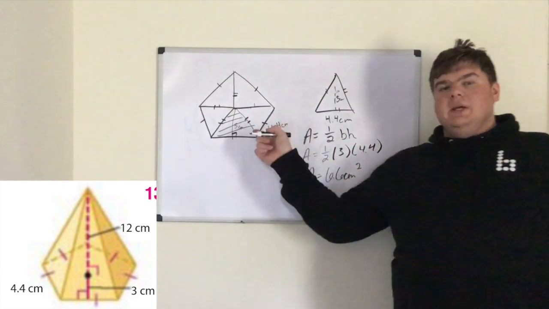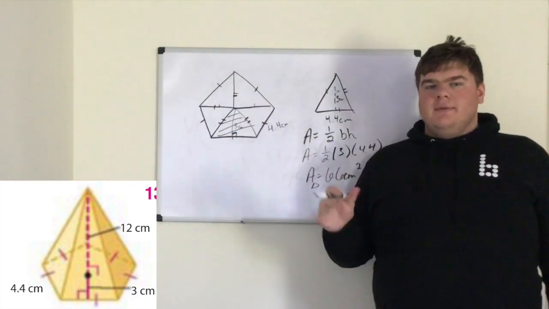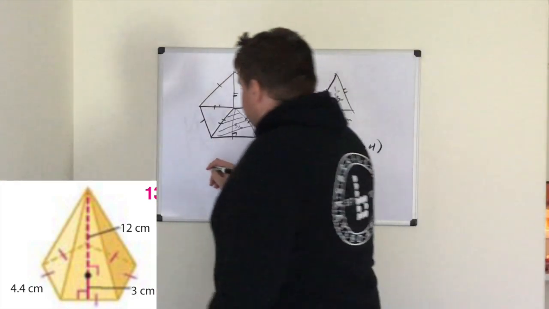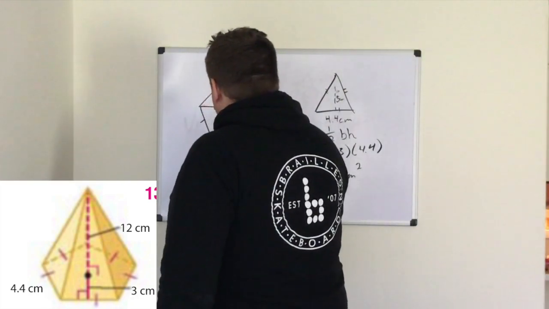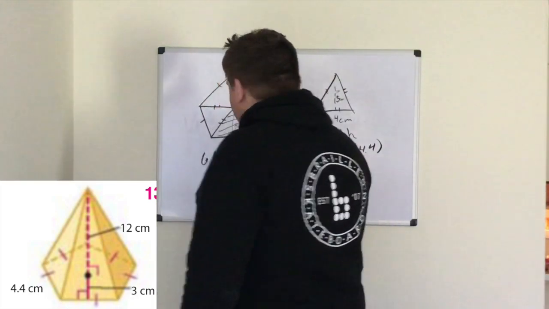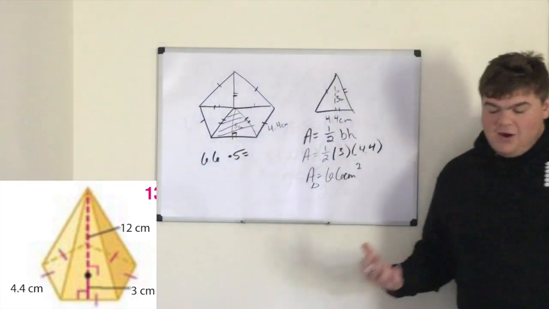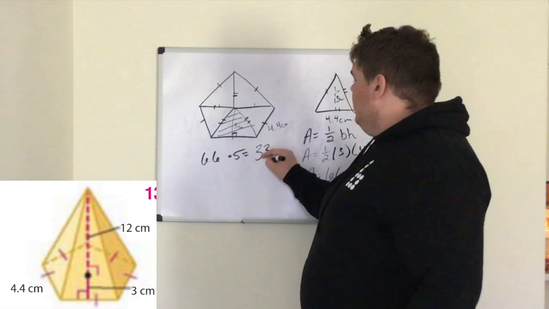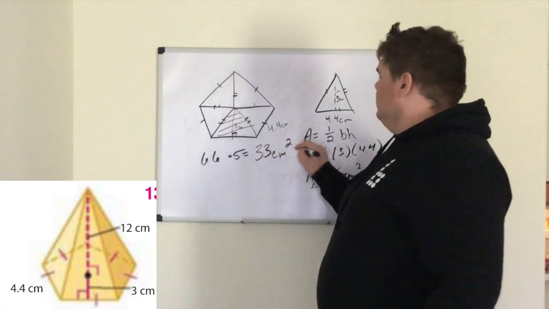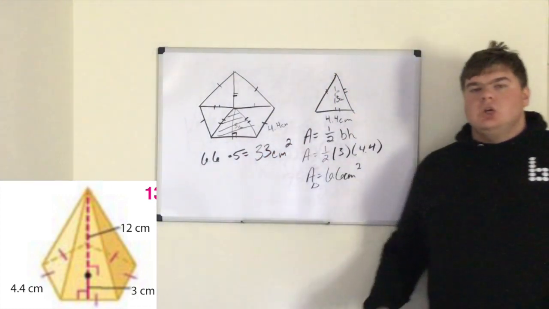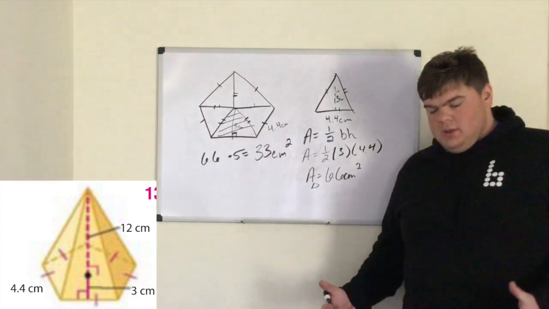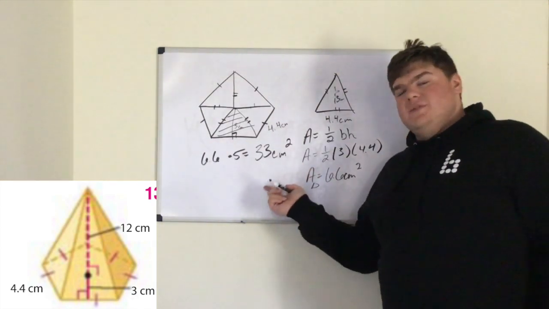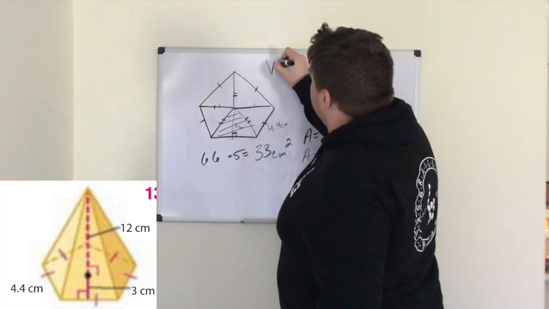Now we can see in this picture that inside that pentagon are 5 triangles. So if we take this 6.6 and we multiply it by 5, we should get that the area of our pentagon is right around 33 centimeters squared. So now we have the base covered. Now what we need to do is use this base value in our volume formula.